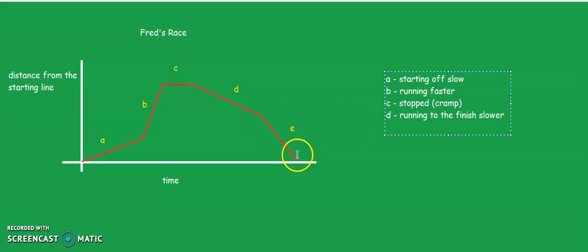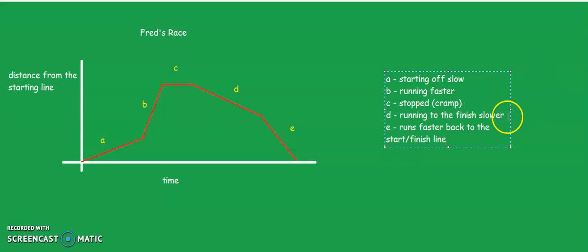So that means he's going faster. He's going faster to the finish line. At the end of the race, he had some extra energy, and he runs faster back to the start/finish line.